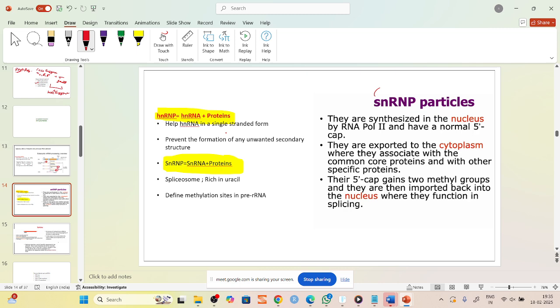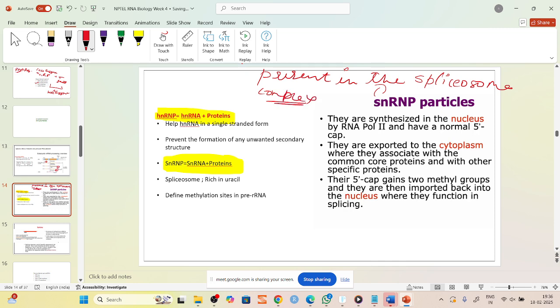Okay, so these snRNP are present in the spliceosome complex, and they help in splicing. The important point is that first these snRNP are synthesized in the nucleus, then they go into the cytoplasm, and then they gain two methyl groups in their 5' cap, and then they go back to the nucleus. And when they go back to the nucleus, they associate with the spliceosome complex, and then they help in splicing.